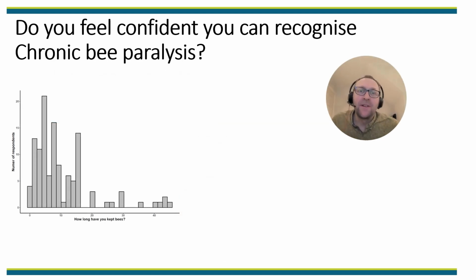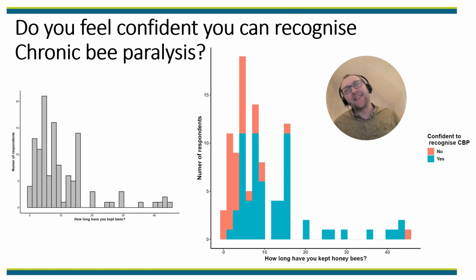Okay, so let's explore this question a little bit more and go back to the data that we saw earlier around how long people have kept bees. If you remember, people in the main were amateur beekeepers that had not been keeping bees for too many years, certainly fewer than 10 years for most of the respondents. We can overlay information on this plot, which includes whether people felt confident they could or couldn't spot chronic bee paralysis. And when we do that, it's fascinating actually, because the more experience you have, the more likely it is that you feel confident that you can recognise chronic bee paralysis.